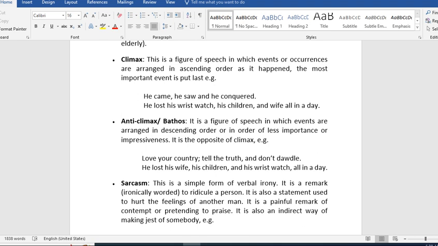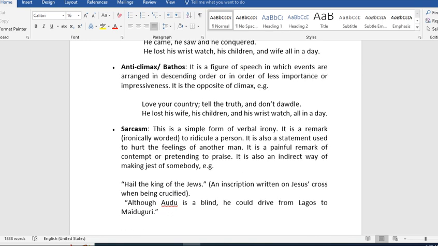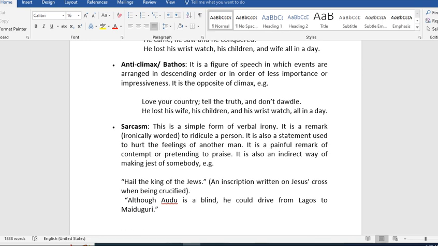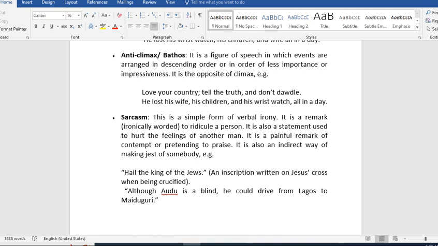The opposite is anticlimax or bathos. It is a figure of speech in which events are arranged in descending order, or in order of less importance or impressiveness. It is the opposite of climax. Another example here. Love your country, tell the truth, and don't dawdle. Another one is, he lost his wife, his children, and his wristwatch all in a day. That is anticlimax or bathos.